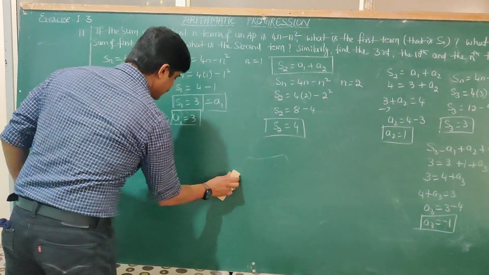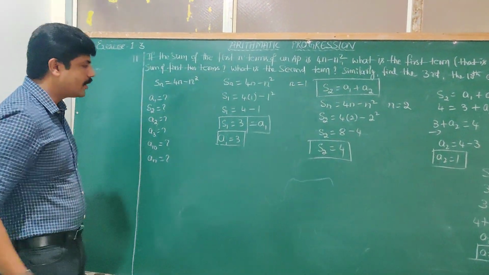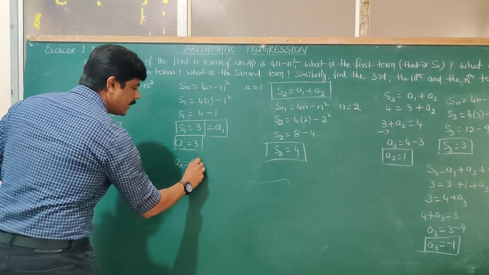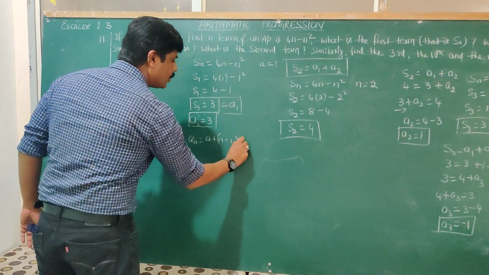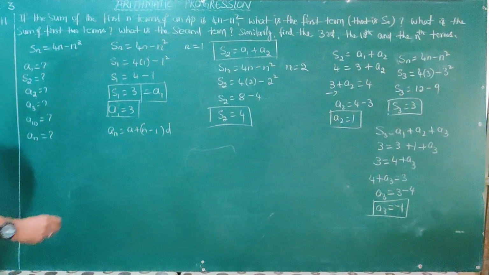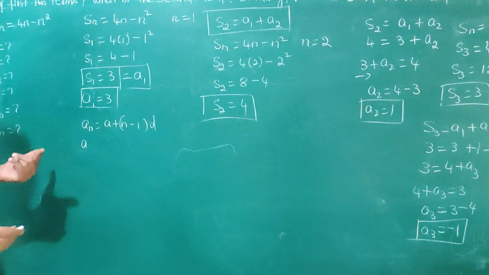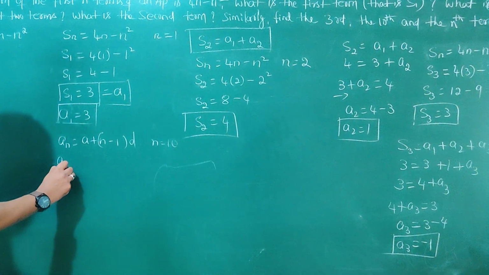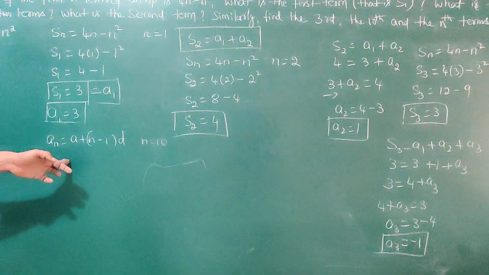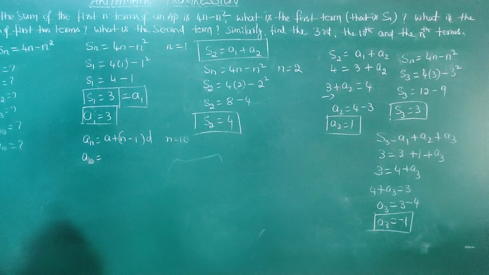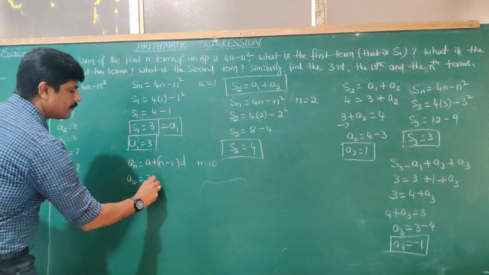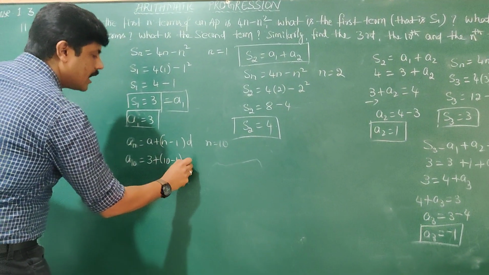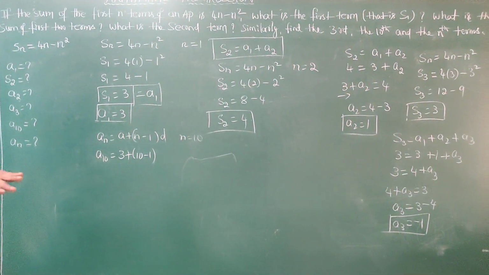10th term. To find the 10th term, use the nth term formula, An is equals to a plus n minus 1 into d. Now for the 10th term, n is equals to 10. Okay. Now A10 is equals to, what is a? a is nothing but the first term 3, plus n is equals to 10 minus 1, and the common difference we have found.